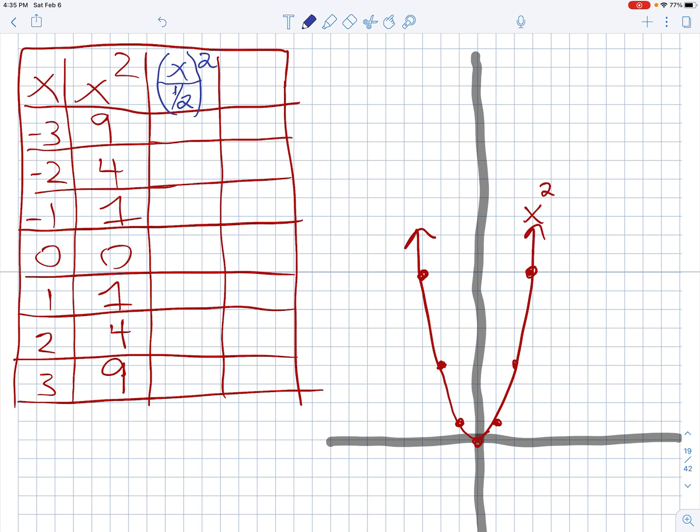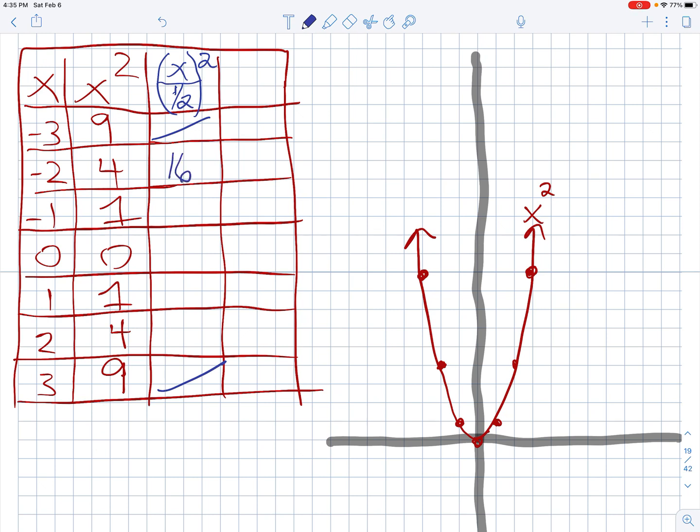So what I want to do next is x over 1/2 squared. X divided by 1/2, squared. And there's a reason why I'm writing it like that. You might be like, well, why don't you just write it as x divided by 1/2? Well, there's a reason. And I want to do that from negative 2 to 2. I'm not going to do the negative 3 or 3 for x divided by 1/2 squared.